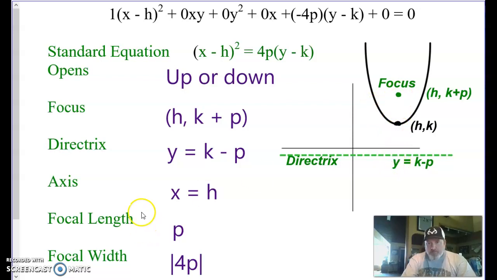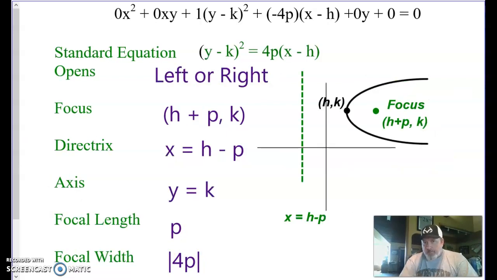That's the distance the focus is above the vertex and the directrix is below. Our axis of symmetry still goes through the x coordinate of the vertex. So in this case, it's going to be x equals h. That's the line that's going to split this into two equal pieces. Our focal length is still p. Focal width is still 4p. We'll see on the next slide what happens when you have y squared.